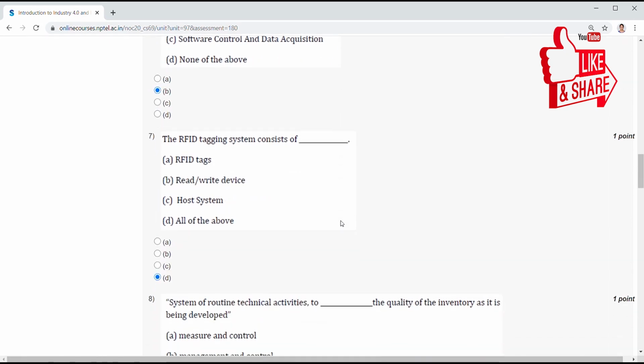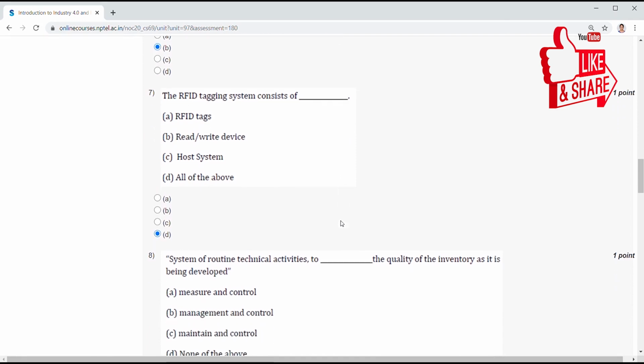Seventh question. The RFID tagging system consists of A. RFID tags, B. Read-write device, C. Host system, D. All of the above. The answer is D, all of the above.